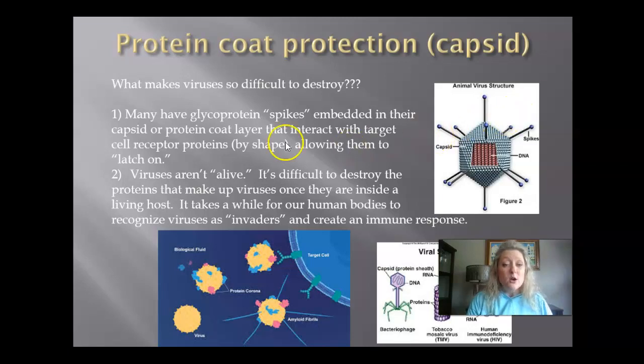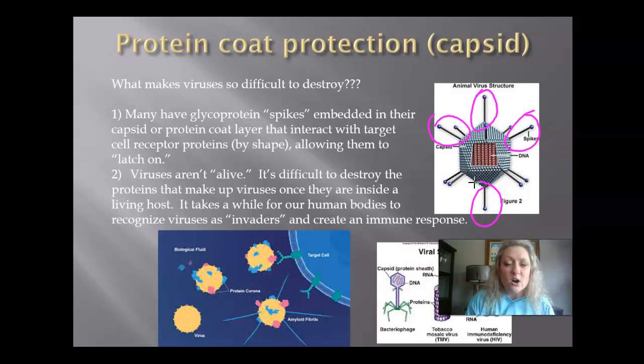So first of all, we've got these spikes right here. Let me draw again for us. So we've got these spikes. They're on the outside, and they're embedded into the capsid, and they allow them to latch on. And if we can block the spike, we can block the attachment, then that's a good thing. But if we can't, then that's the problem that we're being faced with.